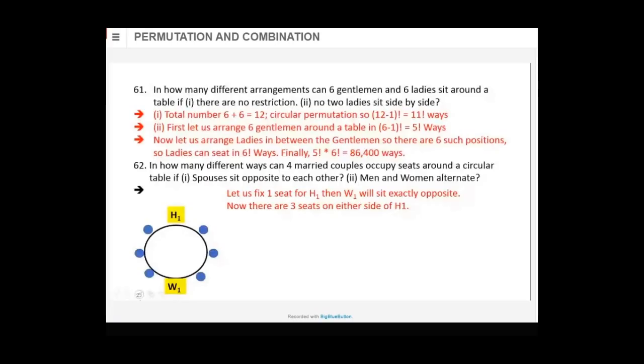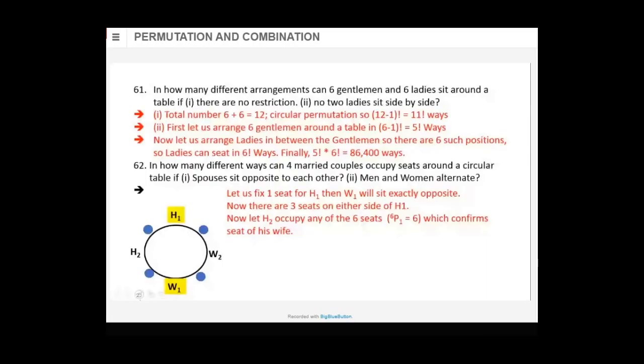Out of 6, let H2, that is husband 2, sit. Now let H2 occupy any of the 6 seats. 6 are available. So 6P1. 6P1, out of 6 he is going to occupy 1. So 6P1, which confirms the seat of his wife. Opposite will be his wife's seat. Wife cannot decide. Once the husband sits, the wife has to sit exactly opposite of him. Clear? This point clear? 2 couples are sitting.